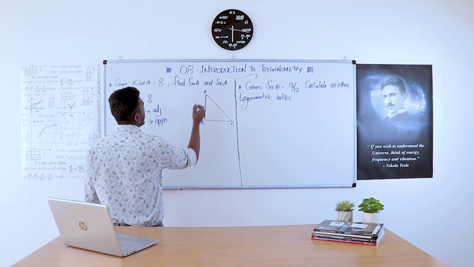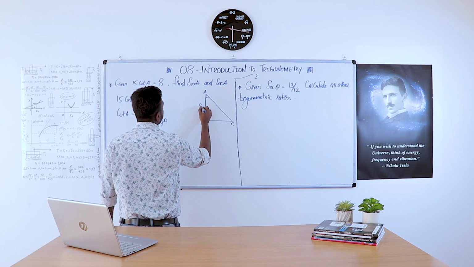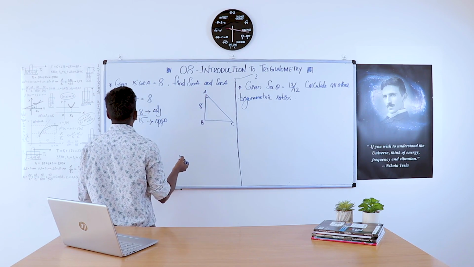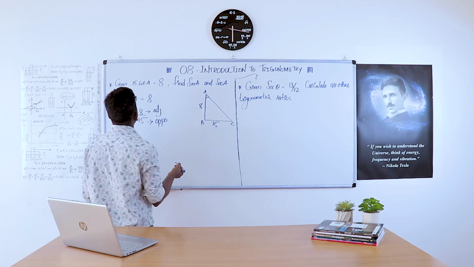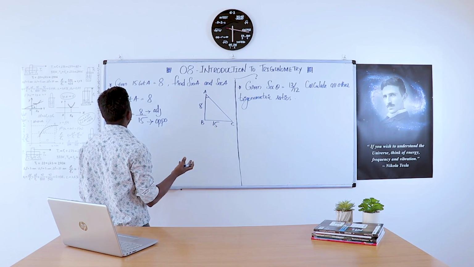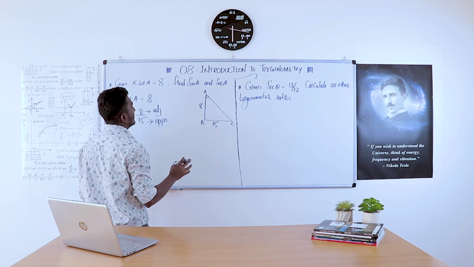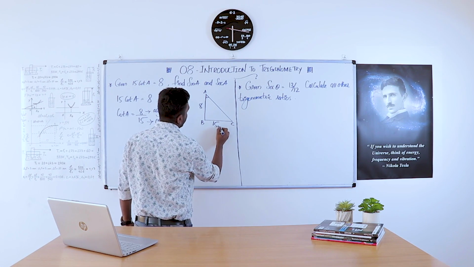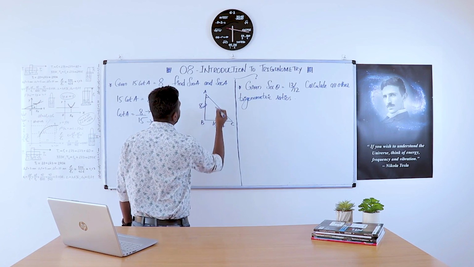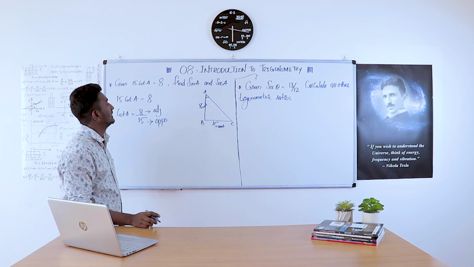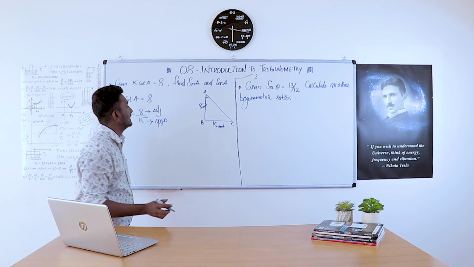Adjacent side for angle A is 8, so this is 8. Opposite side of angle A is 15, so this is 15. No units are given, whether it is centimeter, meter or millimeter. So I am not taking any units, just write it as 15 units and 8 units. Now we need to find the hypotenuse.